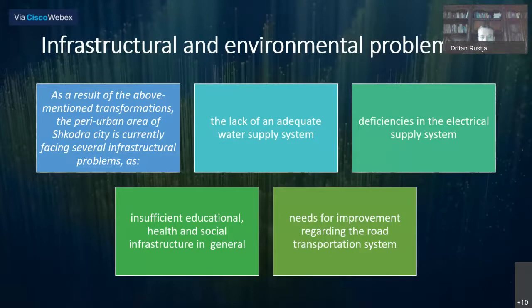So now let's focus more on the topic of the presentation, the infrastructural and environmental problems of this area. As a result of all the above-mentioned transformations, the peri-urban area of Shkodër city is currently facing several infrastructural problems: the lack of an adequate water supply system, deficiencies in the sewage system, insufficient educational, health, and social infrastructure in general, and needs for improvement regarding the road transportation system.